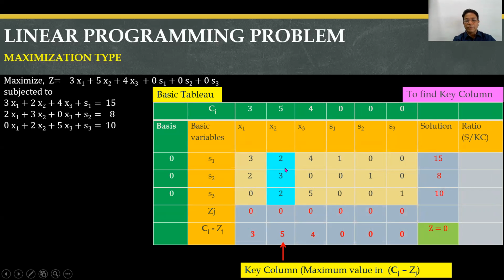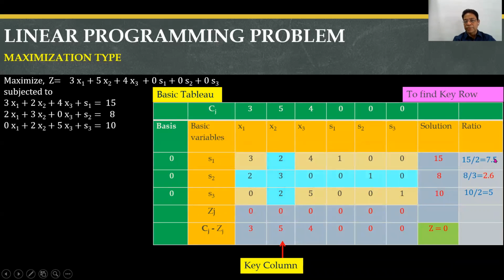Who will enter the solution now? X2 will enter the solution. But in order for X2 to enter the solution, we need to remove S1 or S2 or S3 from the solution. So we have to create space for X2. So in order to create space for X2, or to find a leaving variable, what will we do? We will find the ratios here. Ratios of what? Ratio of solution and key column. So in the solution we have 15, 8 and 10. 15, 8 and 10 will be divided by 2, 3 and 2 respectively.